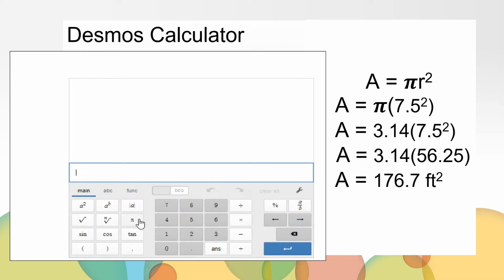I'm going to click pi, times 7 5/10, and then here's my squared button, equals, ta-da, 176 7/10 if we were going to round this number to the nearest tenth.